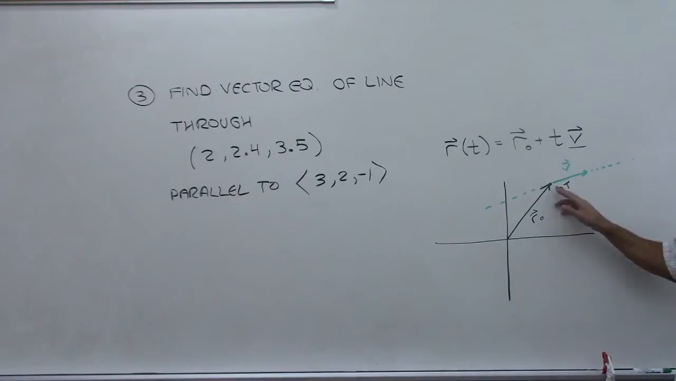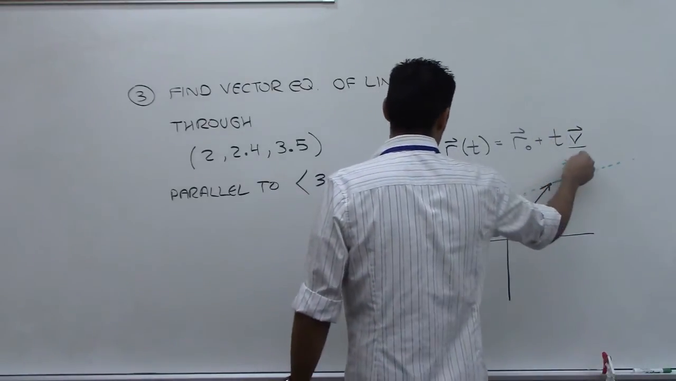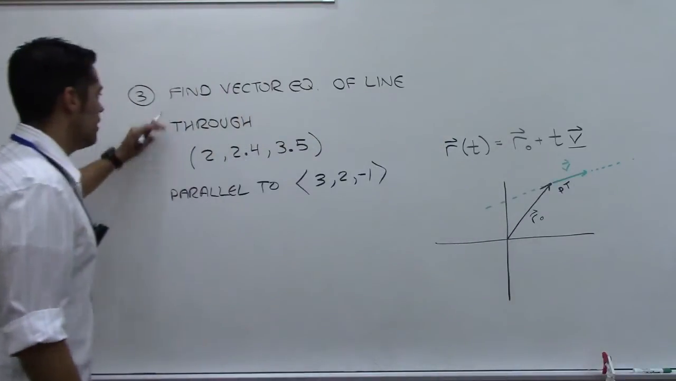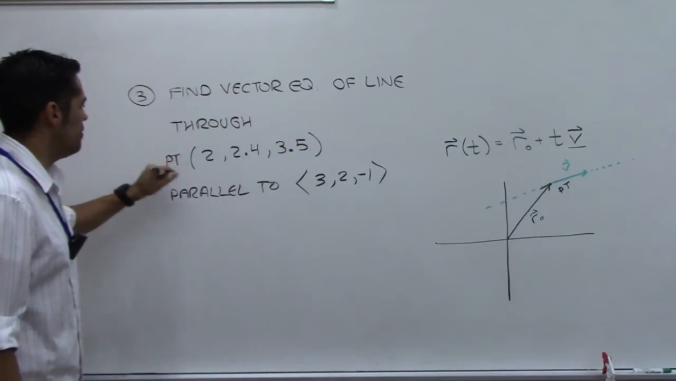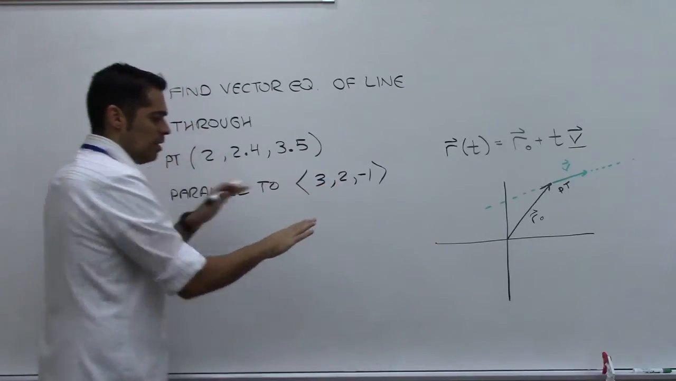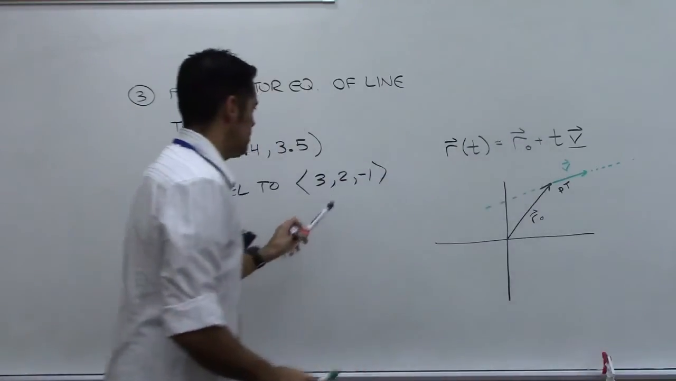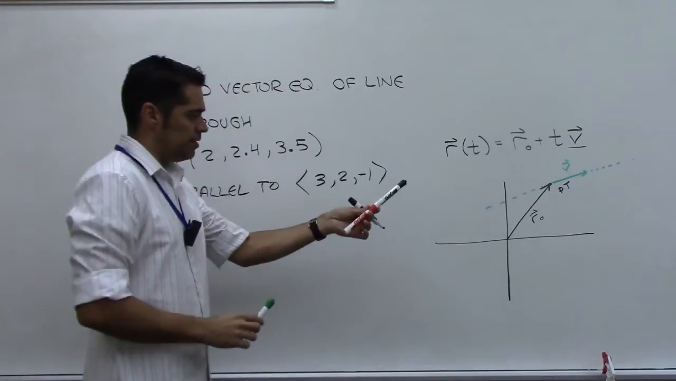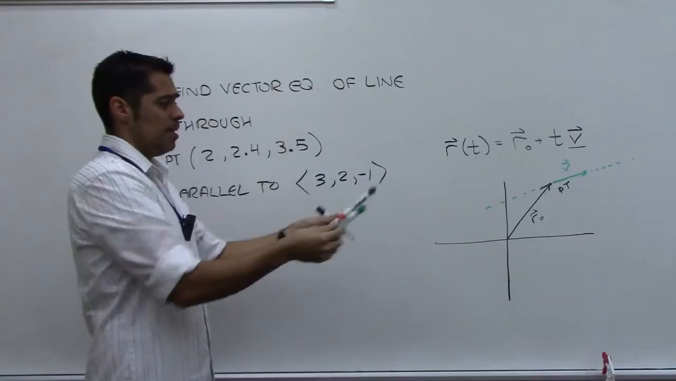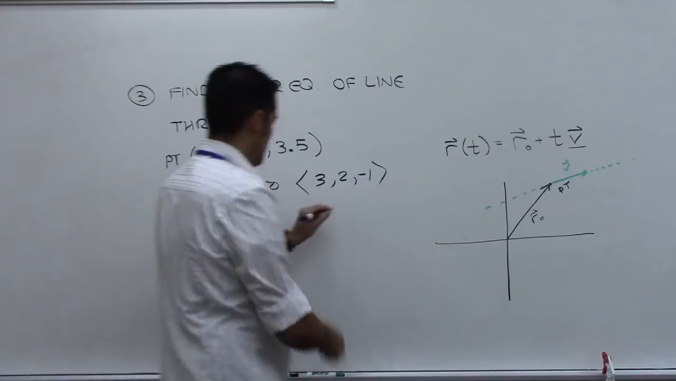We need a point that lives on the line, which we will convert to the r naught vector, and we need a direction of the line, which we will put in for v. So what do we have here? We're given a point on the line right here, good. And it must be parallel to this vector, which means my line must run in the same direction as this vector runs. So whatever this vector is, (3, 2, -1), my line must run parallel to that. These two direction vectors are equal, which means I can use this for my v.